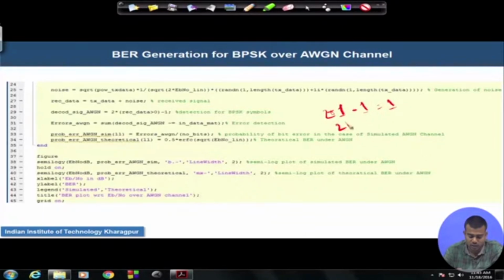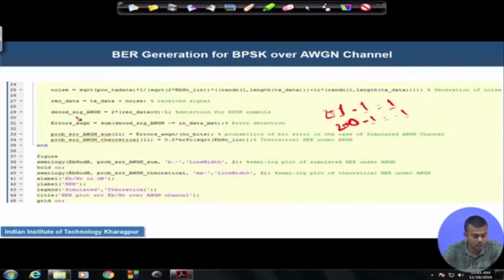If the received data is less than 0, that is, only if the received data is greater than 0 will it give me 1. If the received data is not greater than 0, then it will return 0. Then 2 into 0 minus 1 will give me minus 1. In that way, by keeping a threshold of 0, I am able to demap and detect the signals.